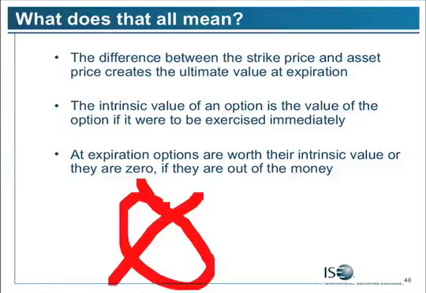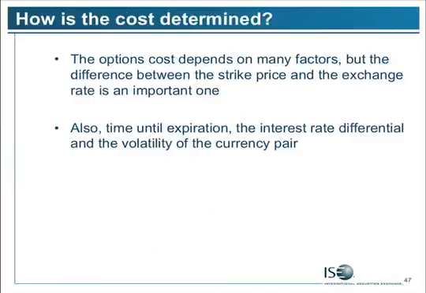How's the cost determined? Well, many factors, but the difference between the strike price and the exchange rate is very, very important. That's how you're going to get paid at expiration. Also, of course, the interest rate differential, which is not very great right now for the U.S. dollar against the Canadian. If you're looking for an interest rate differential, probably the biggest one right now is the Australian against the U.S.